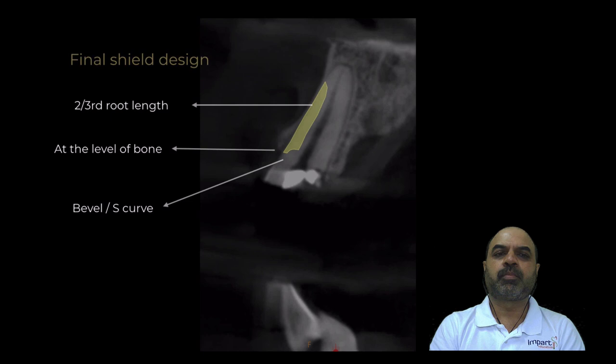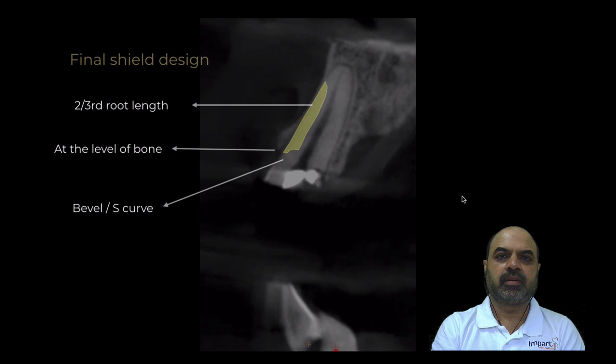The shield is drilled all the way up to the level of the bone, and a bevel is created, which is like a chamfer or S-curve as we would call it, which helps in providing the much needed prosthetic space for the restoration that we will eventually be placing over the implant. So now that the shield has been prepared to this dimension, the next step is to plan the implant placement.